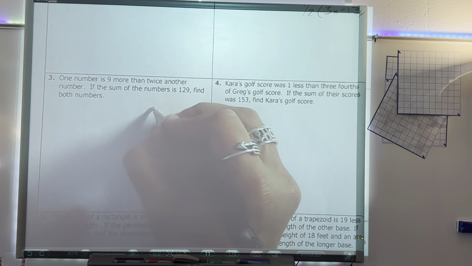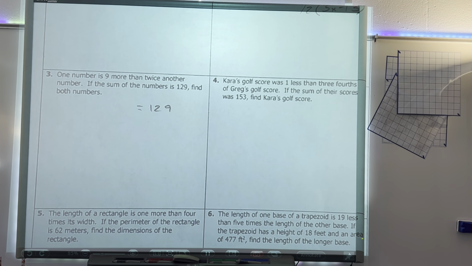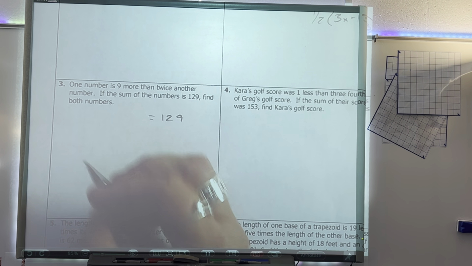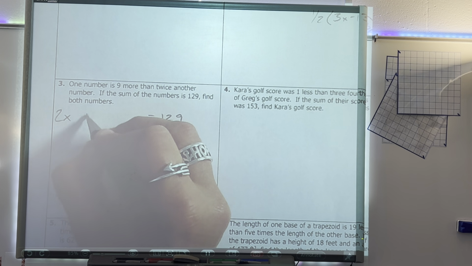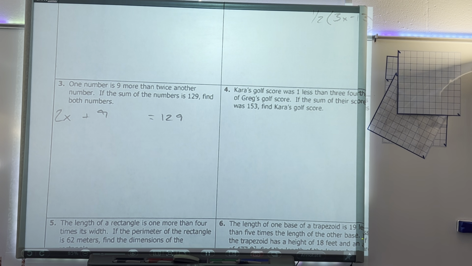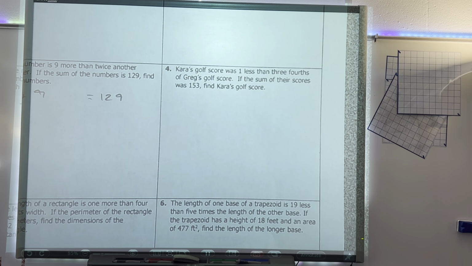All right, so we know 129 is on the other side. Yes? All right, so I have x. I have my number. One number is 9 more than twice the other. So 2x plus 9. All okay there? All right. First I thought it looked like we had 2 variables.